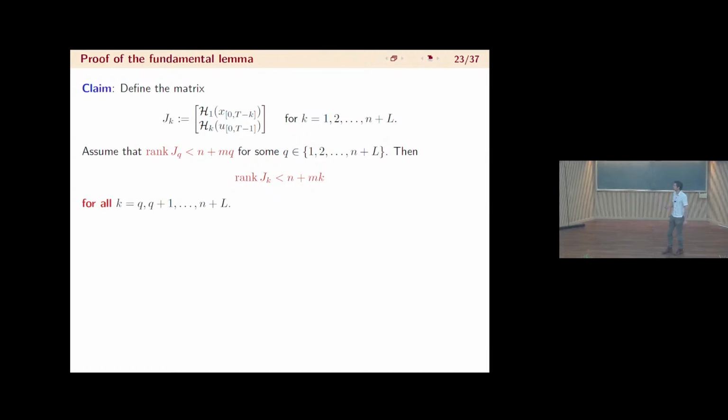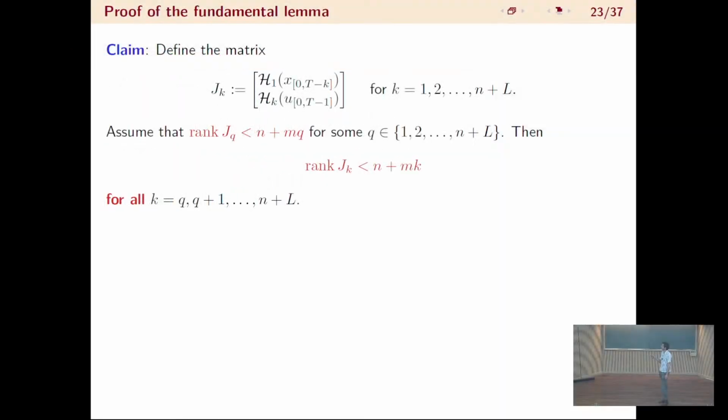The first thing I want to prove is the following claim. I will use some shorthand notation to denote this Hankel matrix with one row of states and k rows of the inputs. And I call that the matrix J_k. I can define that for k from 1 up to n plus l. What is the statement of my claim? Well, let's assume that the rank of J_q is less than n plus mq, meaning that the matrix J_q does not have full row rank for some q.